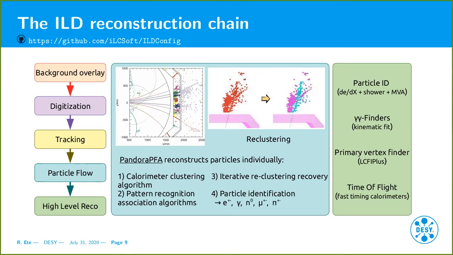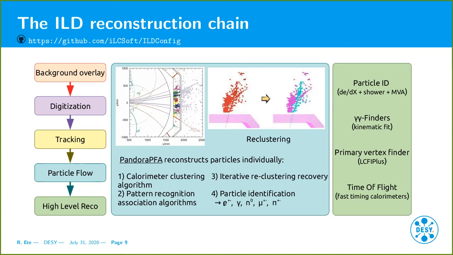So we have some iterative reclustering recovery. This is what you can see there on this picture. You can have a neutral hadron, for example, in the vicinity of a charged hadron there. So we just trigger a new algorithm locally and recluster the thing to get a proper track to cluster matching.